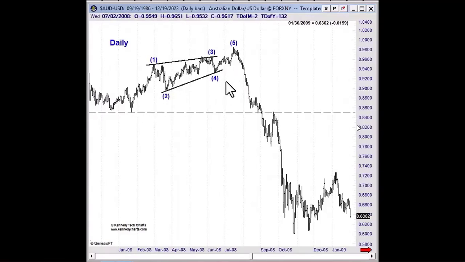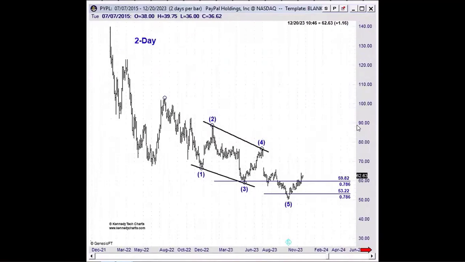And again, this is why confirming price action is so very important when it comes to the identification of a completed wave pattern. Now, you may be familiar with another ending diagonal that we've been working with, that I've been talking about the last few weeks in PayPal Holdings.